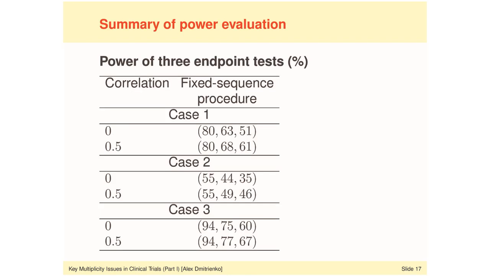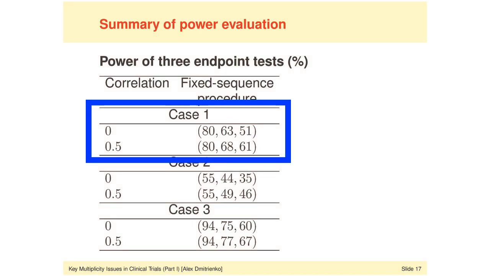The summary of simulation results is presented on slide 17. I know there's a lot of information in this table, and I'm going to walk you through it. In general, this table lists the probabilities of rejecting the 3 individual null hypotheses of no effect that are based on the individual endpoint tests. And this evaluation was done under the 3 cases, the 3 scenarios that we defined on slide 16. We're going to begin with case 1.